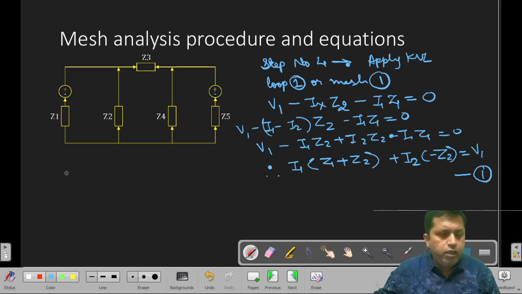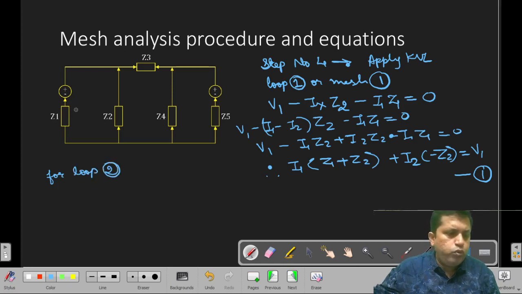So for loop 2, see here, this is I1, Ix, I2, Iy, I3.